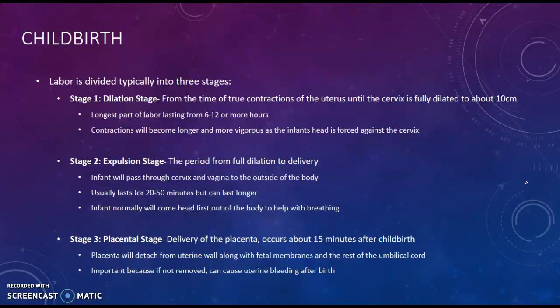Stage 2, this is when the cervix is now fully dilated at 10 centimeters, and the infant is going to pass through the cervix and vagina to the outside of the body. So this is when we're actually pushing now, and it's not really going to last a super long time. It usually is only going to be about 20 to 50 minutes, and the infant will normally come out head first, and this is because it will help with breathing. And then the last stage is called the placental stage. So once the child is born, the placenta will detach from the uterine wall and then come out about 15 minutes later. And it's really important that the placenta becomes removed because it can cause various problems after birth.